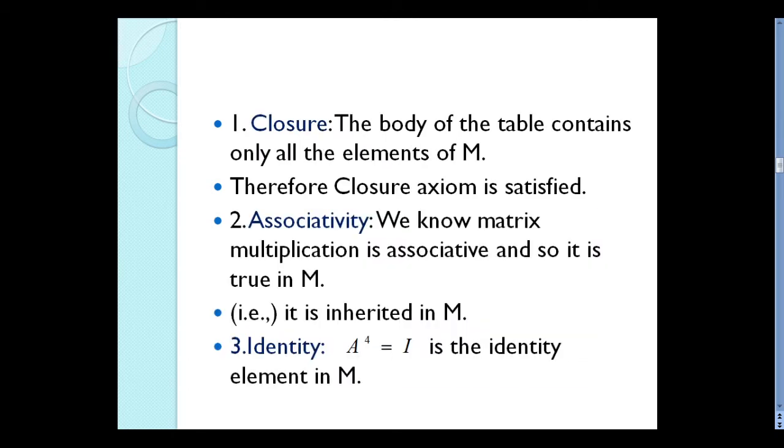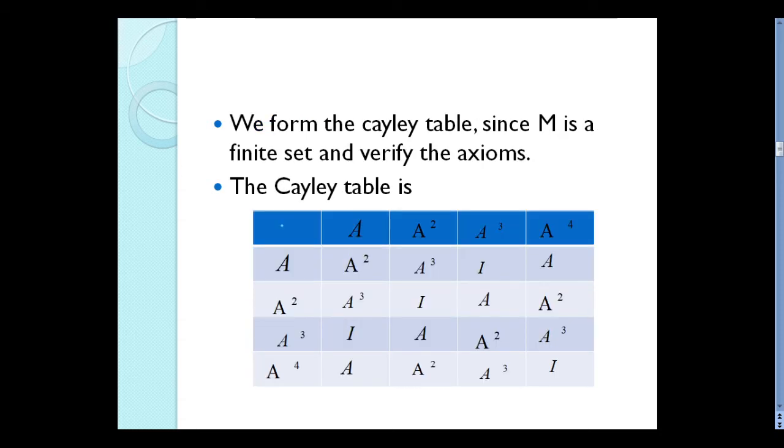Now we will check closure. When you observe the table, the body of the table contains only elements of M. So the closure axiom is satisfied. Here you can see A square, A cube and I are elements from M. Only those elements appear in the body of the table. You didn't get A power 5 or A power 6. So all the elements are contained in M. Therefore the closure property is true. And here you can also prove that the associative property is satisfied.